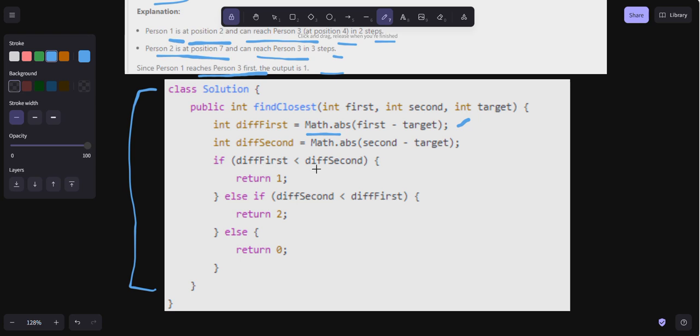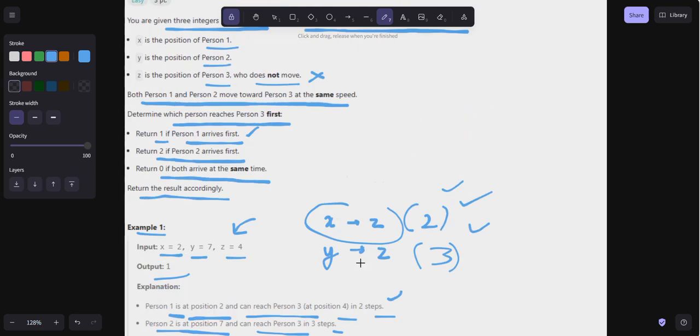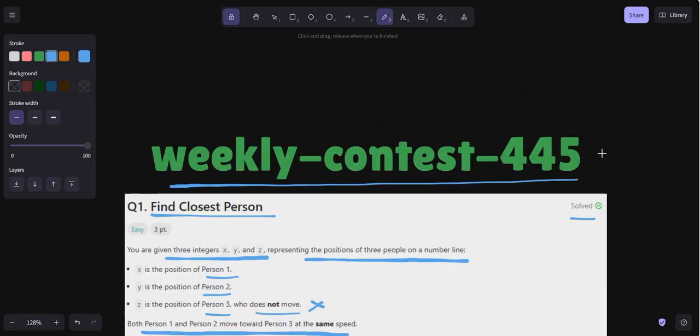And here, if the difference of first is smaller than the difference of second, then return 1. If the difference of second is less than the difference of first, return 2. Else, if both reach at the same time, we have to return 0. That's it. Okay, so I hope that you guys are clear with question number 1 of weekly contest 445.